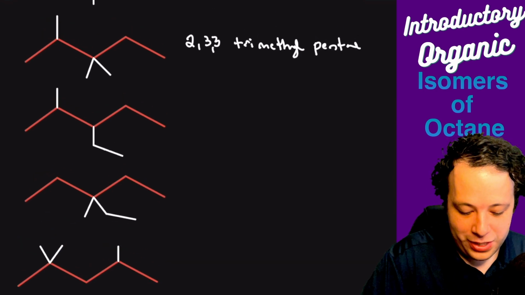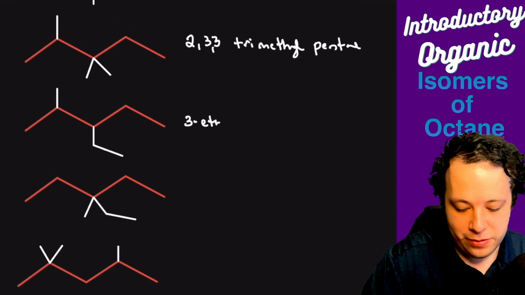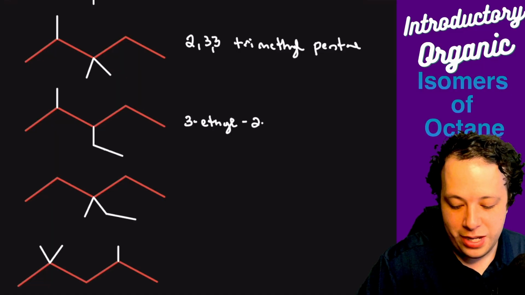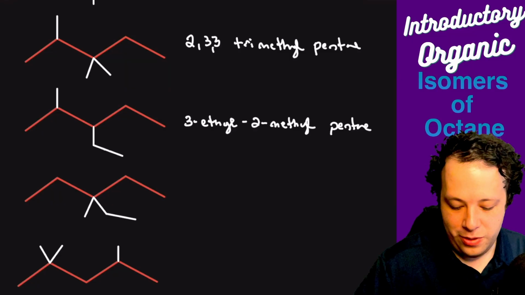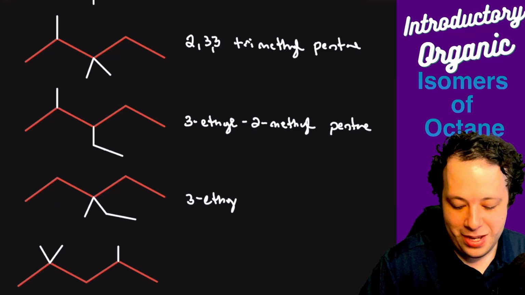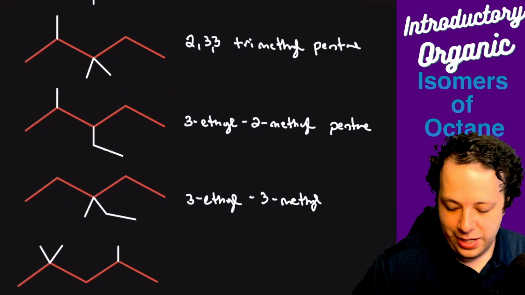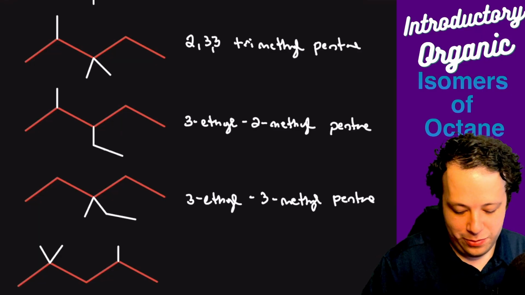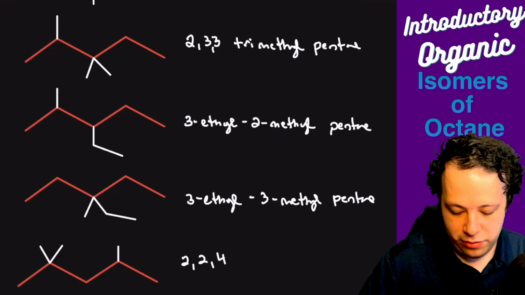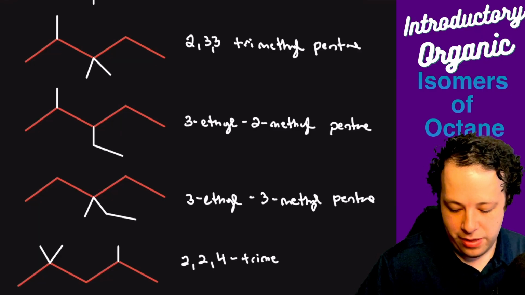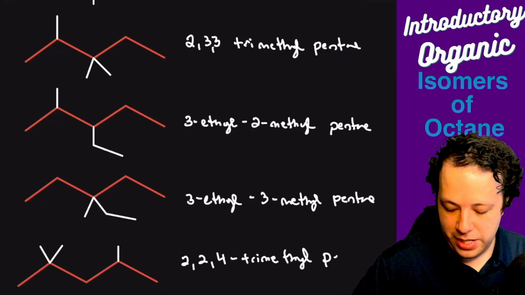So, when it comes to naming them, we do alphabetical when it comes to the branches. So we have 3-ethyl-2-methylpentane, and then we'll have 3-ethyl-3-methylpentane. And then our last one is 1 more trimethyl, so it'd be 2,2,4-trimethylpentane.